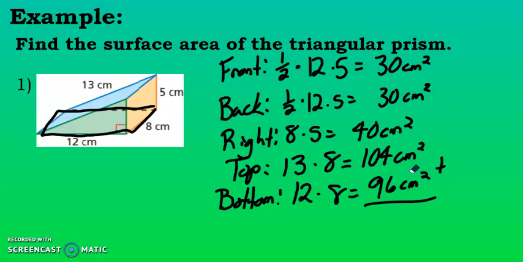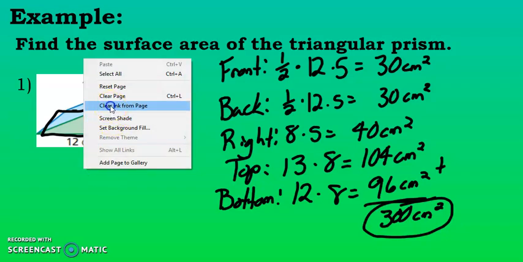Then just like before, we add them all up. So on my calculator, I'm going to take 30 plus 30 plus 40 plus 104 plus 96. And that gets me a nice even 300. It also doesn't hurt to double check your answers every once in a while as well. All right. So pause the video, copy this down. This would be the work that you need to show.